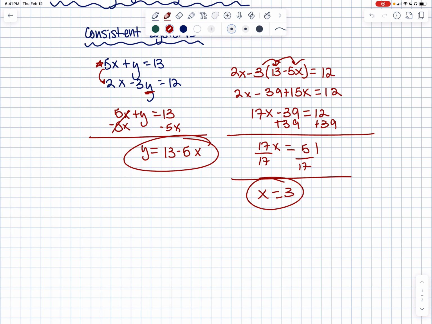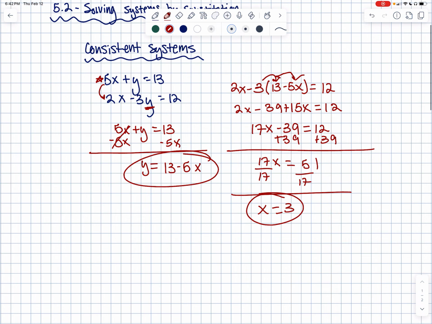Okay, so this is the second part out of I don't know how many parts. We used that equation to solve this equation. We got y equals 13 minus 5x, because of this. Then we apply this to that equation here. And we got x equals 3.